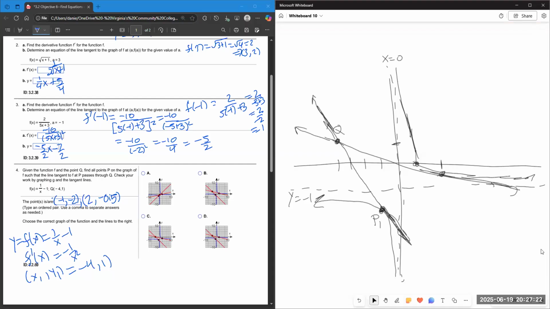So I can't see it very well, but B is not shifted down correctly for the function. The correct answer here is D.